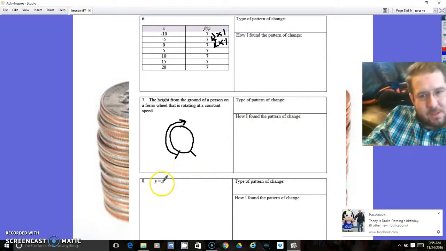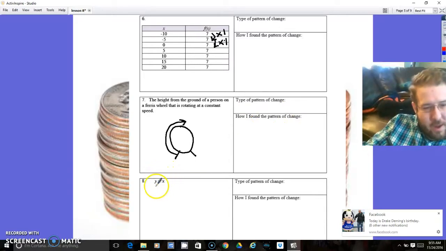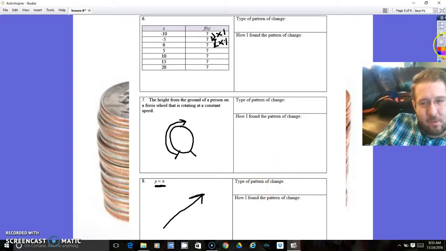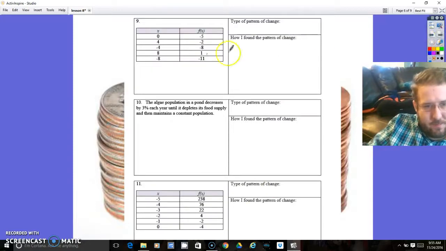Question number 8. If you put this equation into your calculator and graph it, you would get a straight line that looks like this. That is a linear equation, which means that is equal differences over equal intervals.